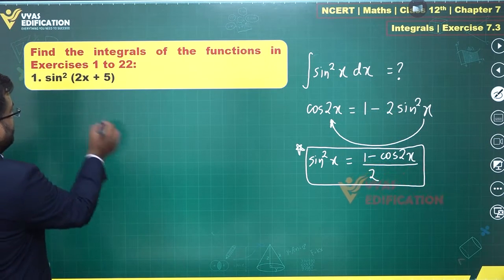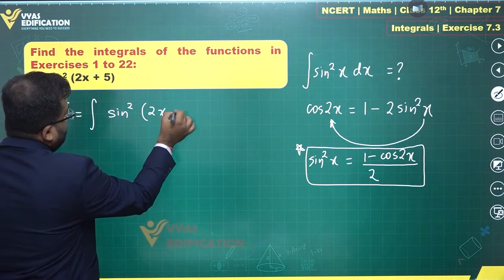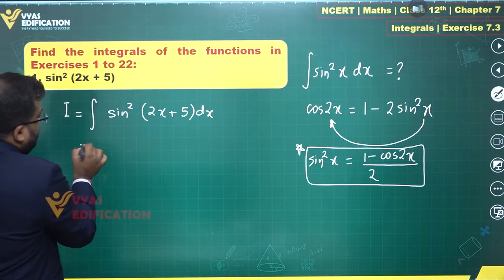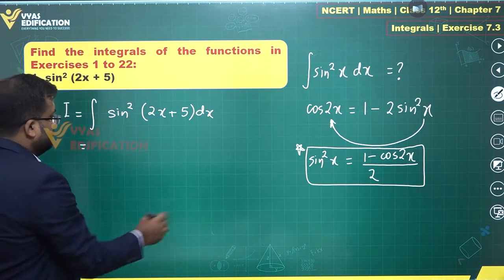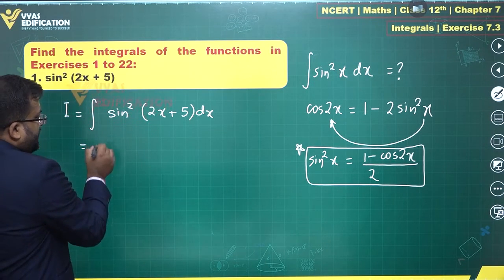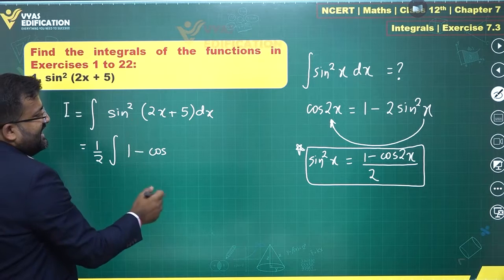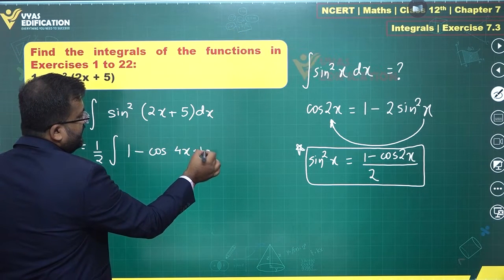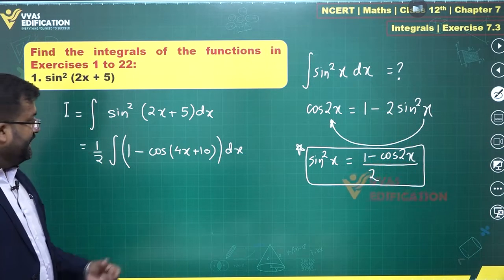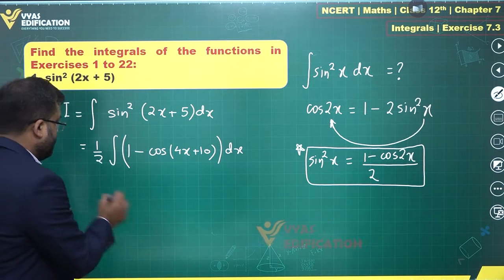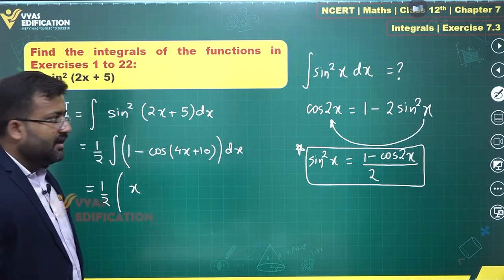So sine square x is equal to (1 minus cos 2x) by 2. Therefore, the integral I equals integral of sine square of (2x plus 5) dx, which can be written as: there's a 2 in the denominator, 1 minus cos of twice the angle. Let's bring that 2 outside, 1 by 2, times 1 minus cos of twice this angle, which is 4x plus 10. This is what I want to integrate. Now integration of 1 is not a difficult thing, yes. 1 by 2 is outside. Integration of 1 is simply x, right?